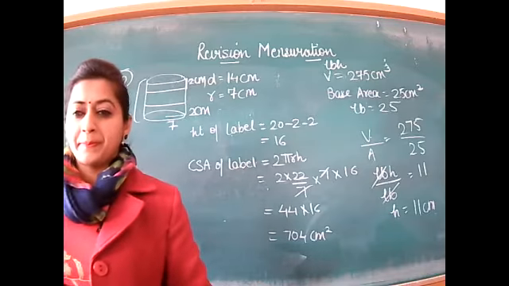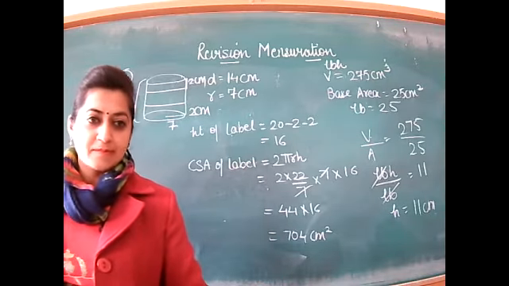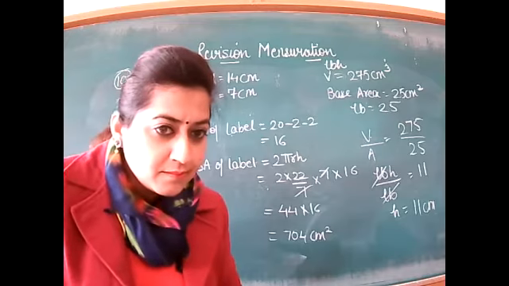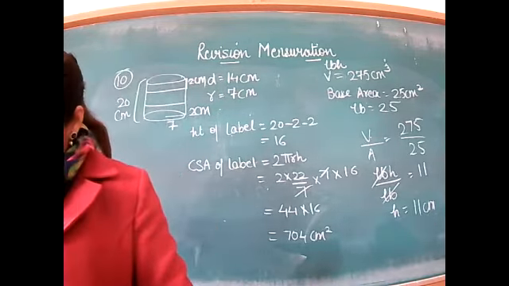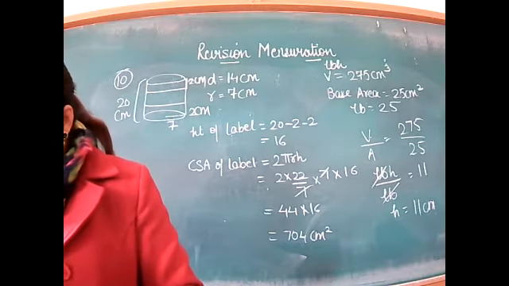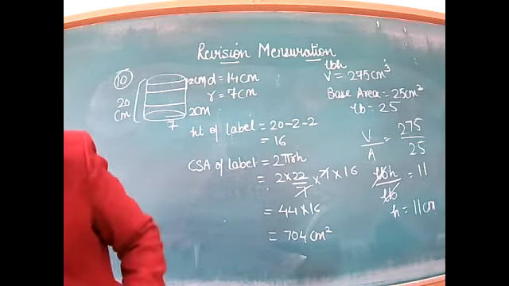Ma'am, example 11. Yes. Ma'am, a rectangular piece of paper 11 centimeter into 4 centimeter is folded without overlapping to make a cylinder of height 4 centimeter. Find the volume of the cylinder.